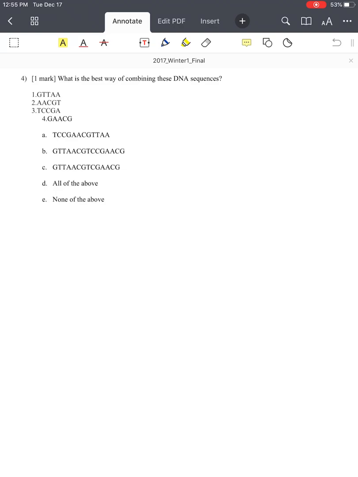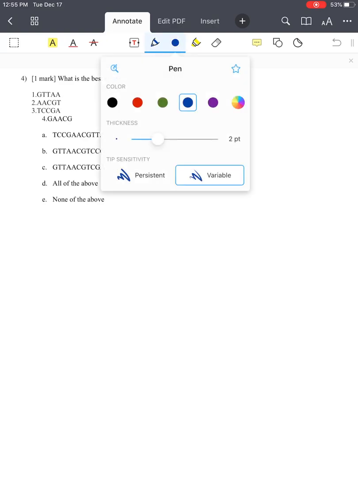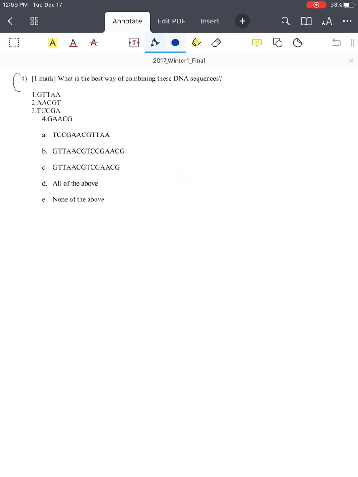Okay, final 2017 Winter 1, problem number 4. So for this one, I was kind of drawing a blank at first. I'm like, did we do this in class? Was it part of the module quiz?